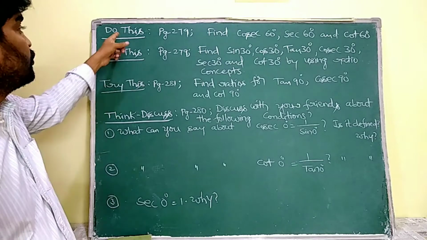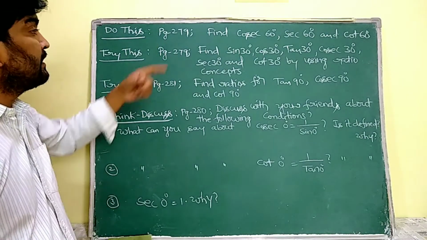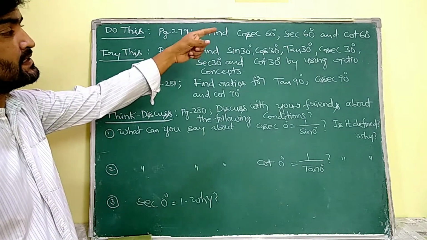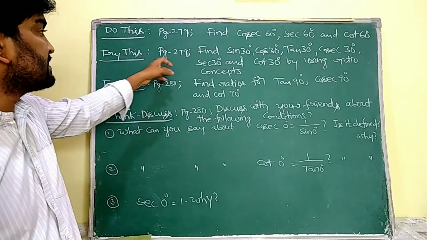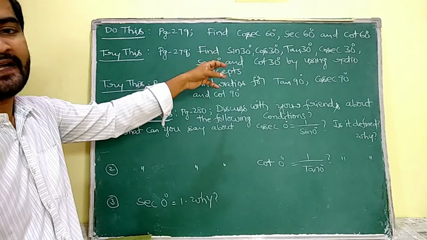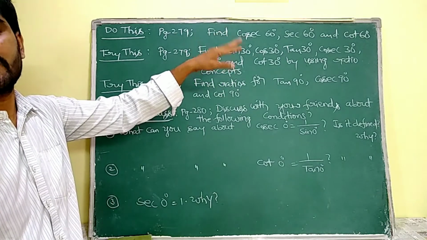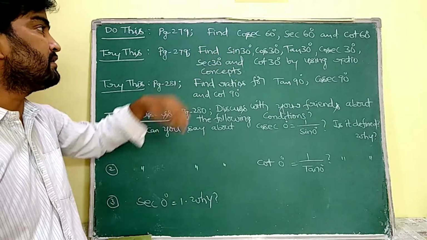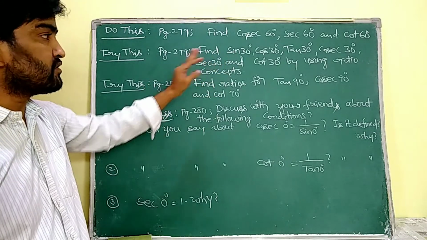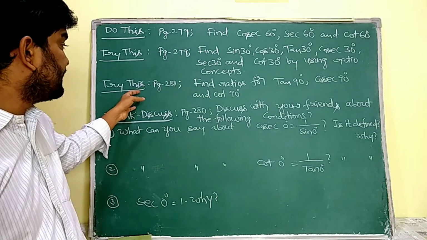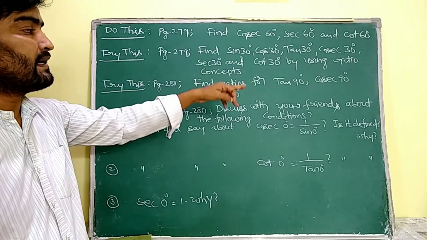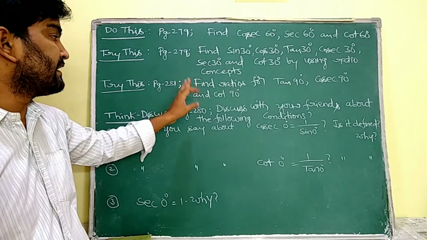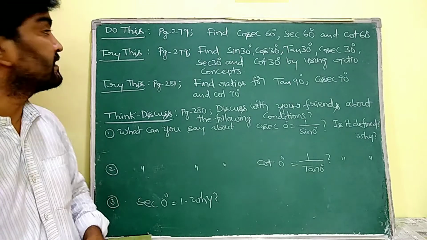Do this, page number 279. Find cosecant 60, secant 60 and cot 60. And try this, page number 279. Find sin 30, cos 30, tan 30, cosecant 30, secant 30 and cot 30 by using ratio concepts. And try this in page number 281. It asks to find the ratios for tan 90 degrees, cosecant 90 degrees and cot 90 degrees.